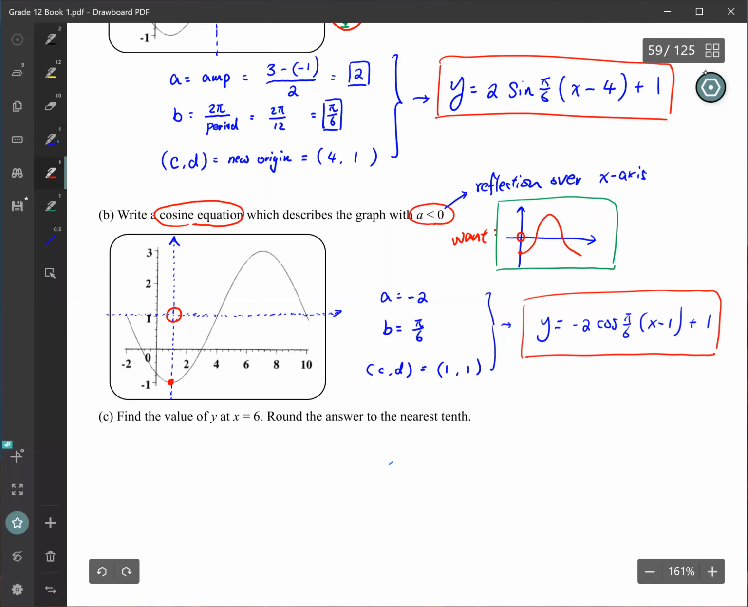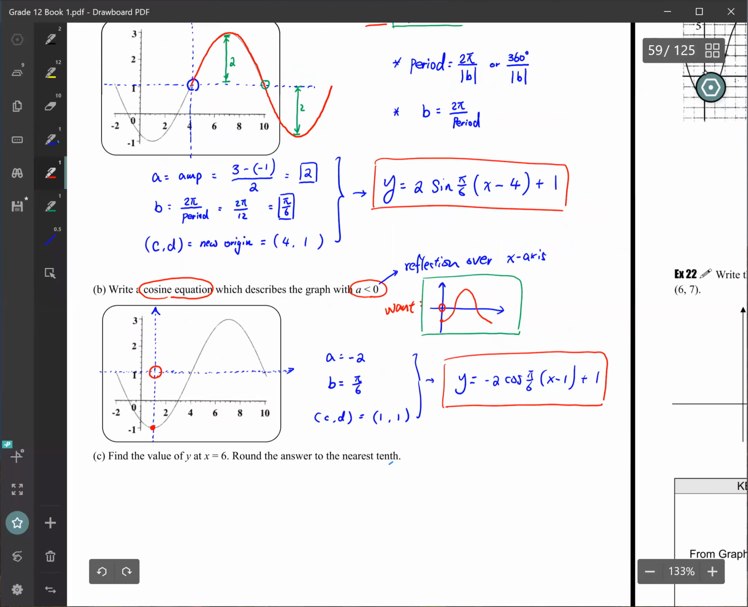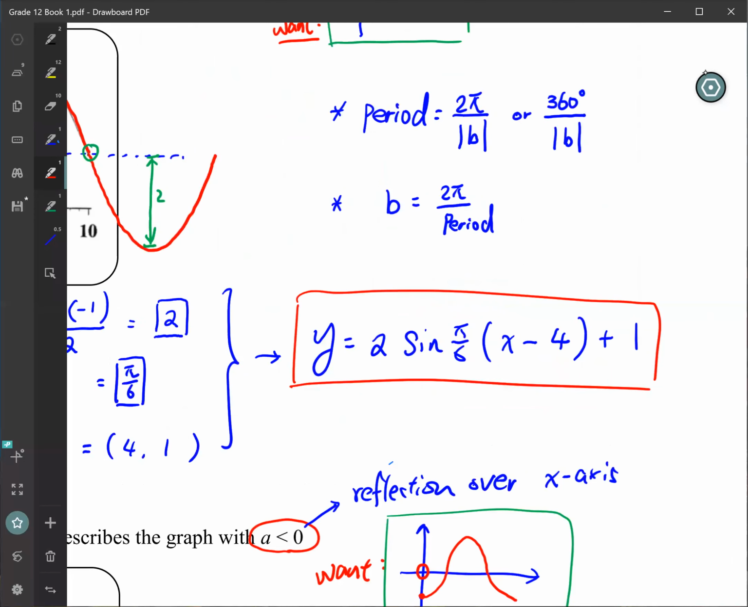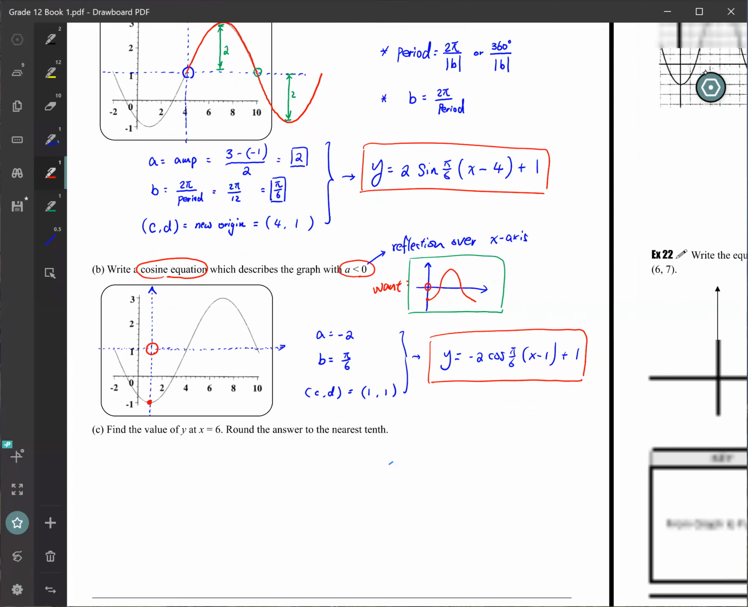Okay, so the same graph, you can always have 4 equations. It's just starting from different places, but their graphs will overlap each other. So for example, you could have a sine without reflection, like the one we got, or sine with reflection, or you could have cosine without reflection and cosine with reflection. So total 4 combinations. And they could ask you any one of them, okay? So every graph, you can get 4 equations.